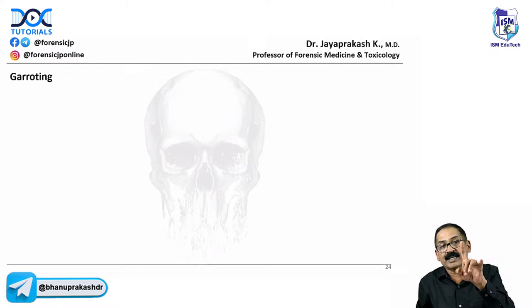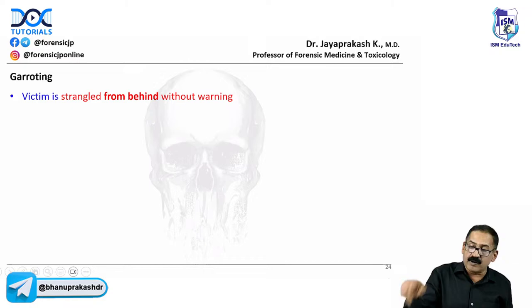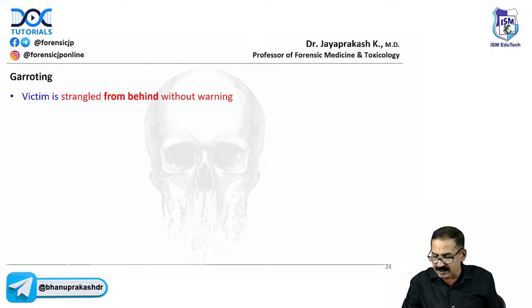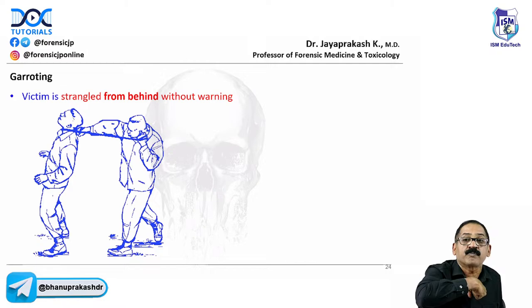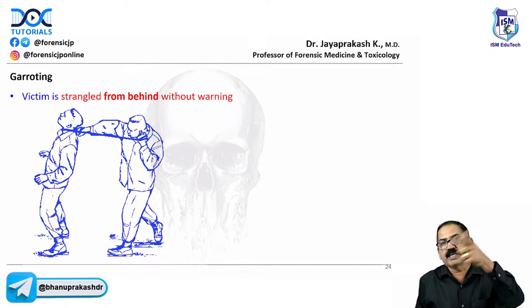Garroting means a victim is strangled from behind without warning. Usually by ligature. Strictly speaking, even if you go for mugging from behind without his knowledge, that is also one way of garroting. But usually by a ligature. Garroting. Okay.